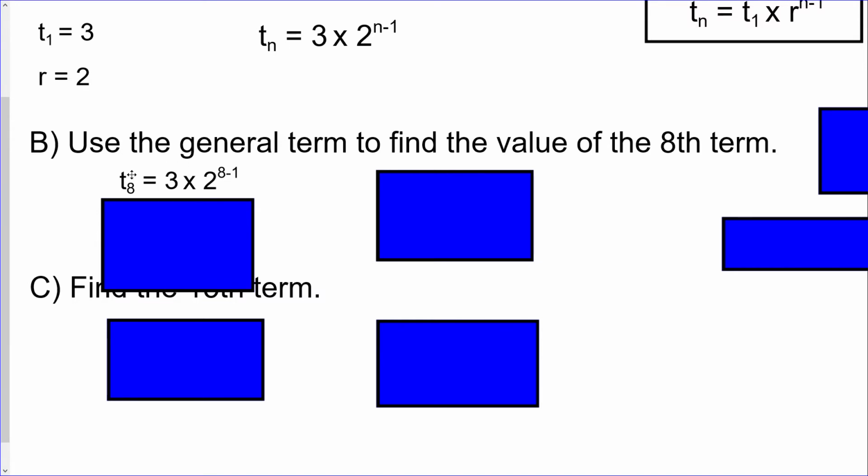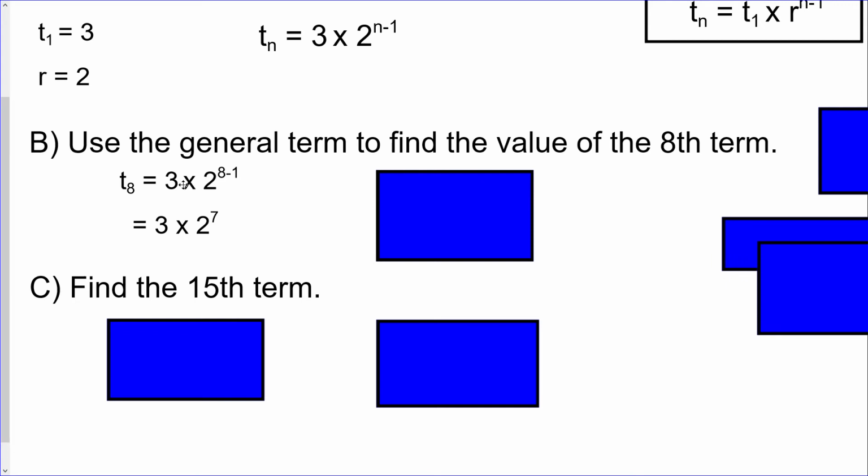All right, so we want the 8th term in the pattern. And then we also put in an 8 up where the n was. Okay, so we're just substituting it in our formula like we did before, or like you do when using length times width, for example, to find area. Okay, and then we end up with 3 times 2 to the exponent 7.